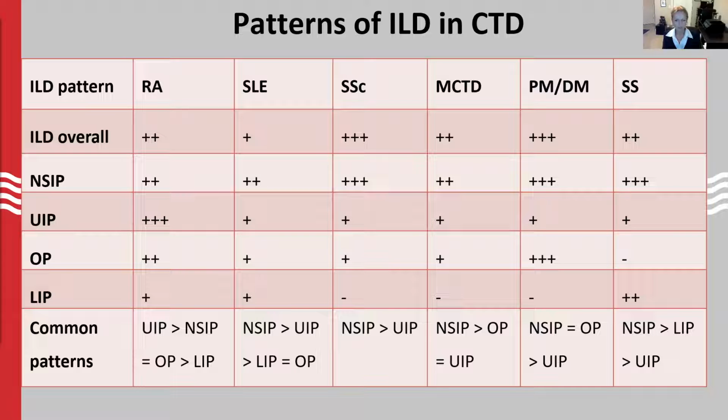Overall, when you look at this table, NSIP is the most common pattern in connective tissue diseases, with the exception of rheumatoid arthritis, when UIP is the most common pattern. In PM/DM, OP is also very common. Also note that overall, ILD is most common in scleroderma and PM/DM. It's not common in lupus.